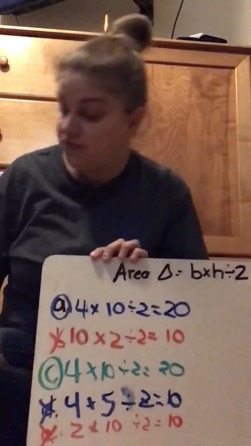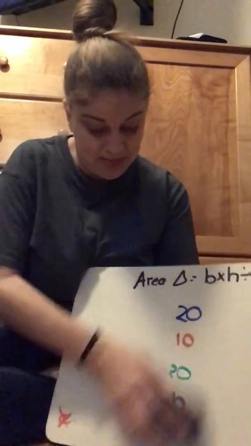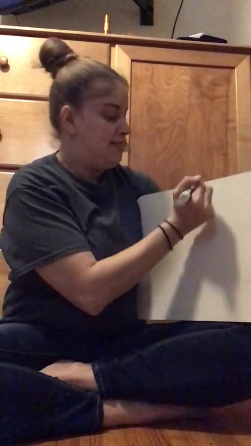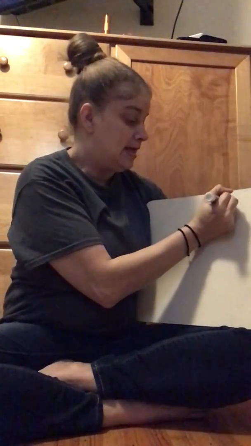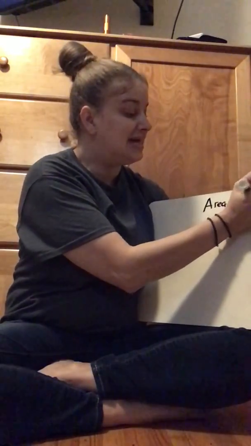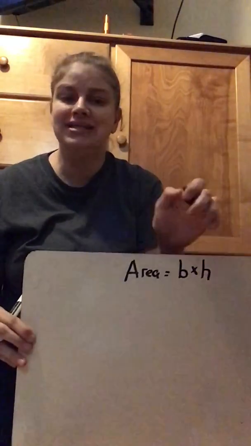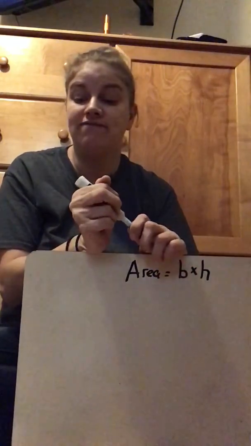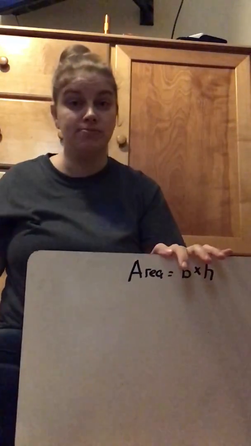All right, now we're going to look at number 4. Number 4 is a parallelogram. So for number 4, the area is base times height. Now, I had several people message me and say that they could not find the base and the height because there were not numbers labeled.